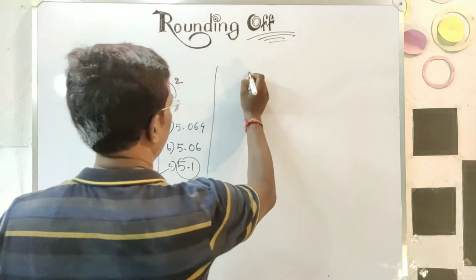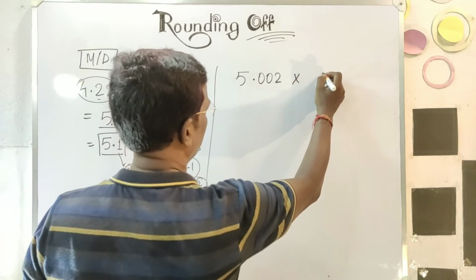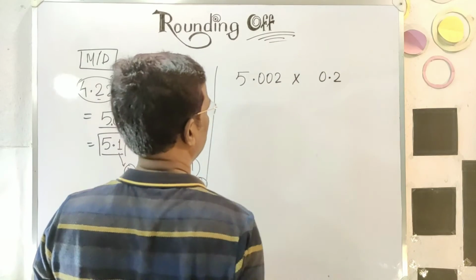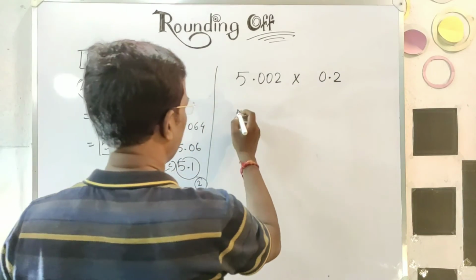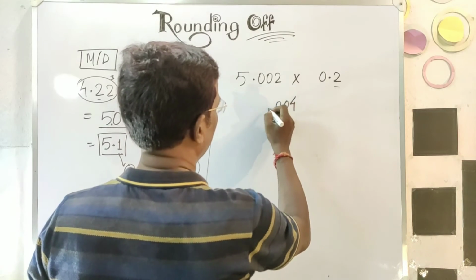Say 5.002 into 0.2. Let's see. So 2 2s are 4, 0, 0, 2 5s are 10.